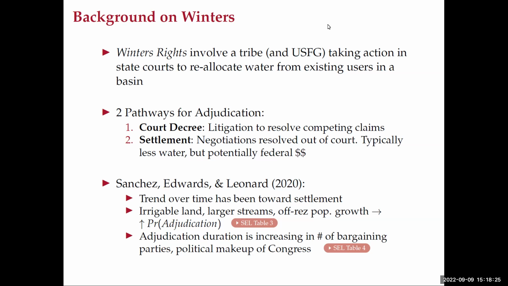Initially there were some court decrees. You might notice on a map, if you know anything about reservations, when I show it, that some reservations are missing. There were some early reservations, those along the Colorado, that had court decrees. After that, it's all been basically settlements. If you go to state court to try to get your water rights, you don't get the sort of outcome that the tribes feel they're entitled to. You get better outcomes with negotiation.